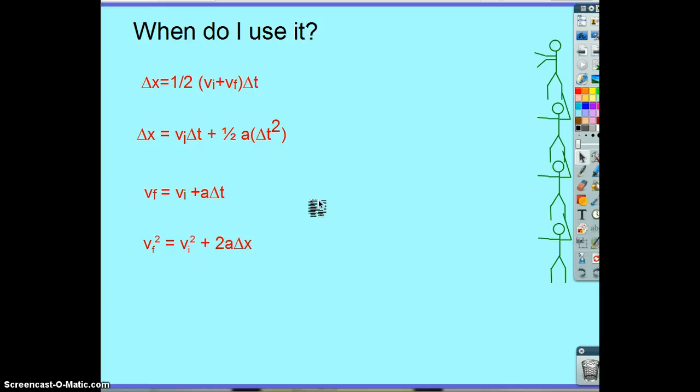Let's first think about the one that is thrown downward. VI is 0. Or no, VI is positive 14.7. VI is positive 14.7. 2 times that acceleration, 9.81, times 19.6 meters. Now, make that a negative 19.6 with a negative acceleration. You'll find the V final.